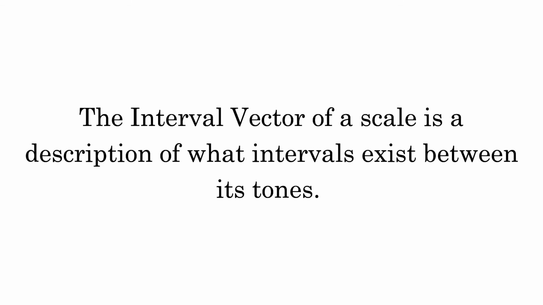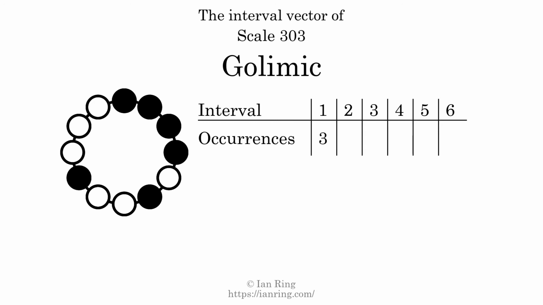The interval vector of a scale is a description of what intervals exist between its tones. There are 3 intervals with a size of 1 semitone. They are here, here, and here. There are 3 intervals with a size of 2 semitones. They are here, here, and here. There are 3 intervals with a size of 3 semitones. They are here, here, and here.